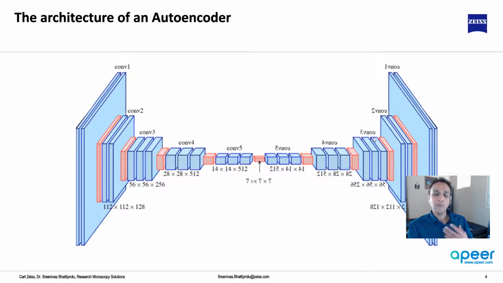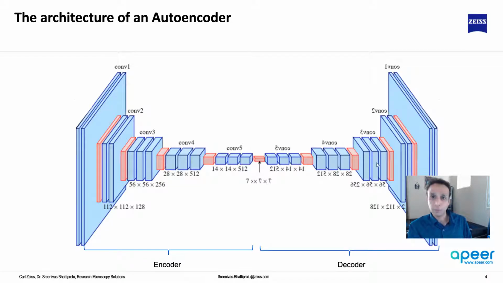This is the structure of an autoencoder. This part, where you go from a large image all the way to a small vector, is called the encoder part, and this part is the decoder part. Now, there are many applications, we'll talk about that, but why would anyone want to do this, right?